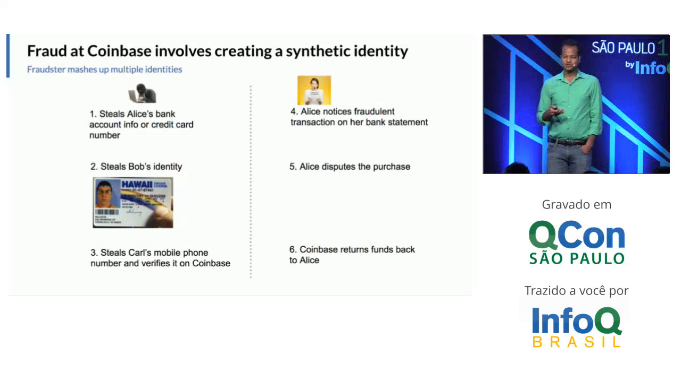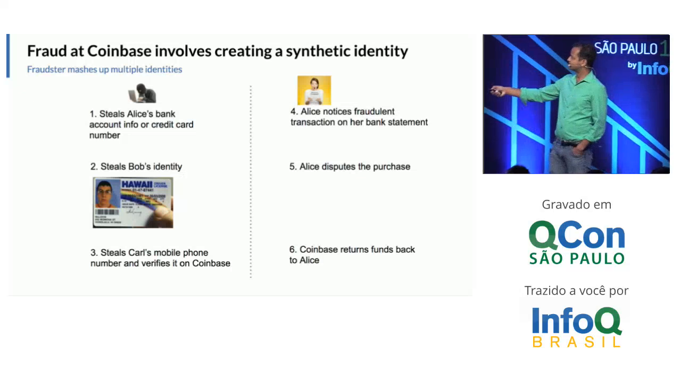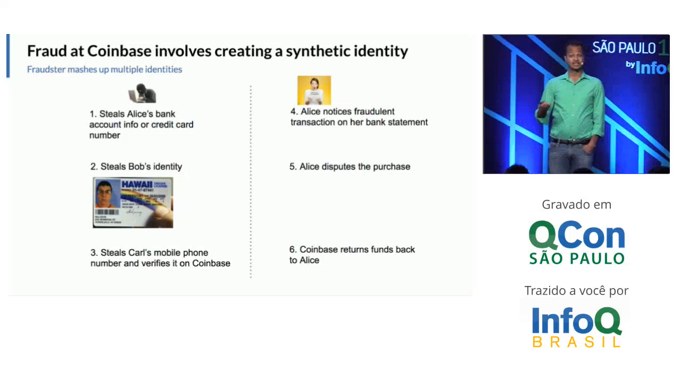A fraudster creates a synthetic identity. They may have stolen Alice's bank account, and then they will steal someone else's identity, someone else's driver license or social security number, and a third person, Carl's, mobile phone number. And then they will use this information to create an account on Coinbase. If they're very clever, they will link the bank account to this fake Coinbase account such that we are not able to find out the identity behind the bank account.